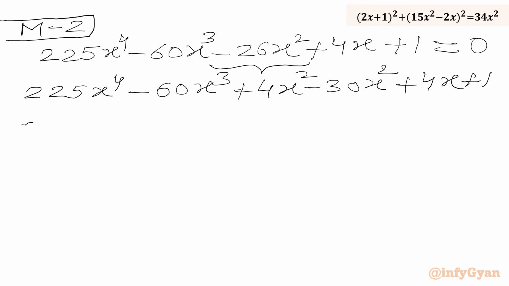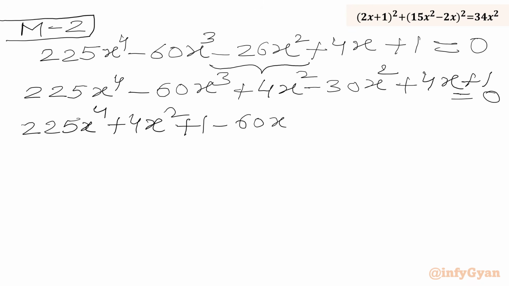Now we will rewrite our terms 225 x power 4. Then we will write 4x square term. Then we will write 1, the last term. Then we will write minus 60x cube. Then we will write plus 4x. Then we can write minus 30x square. RHS is 0.